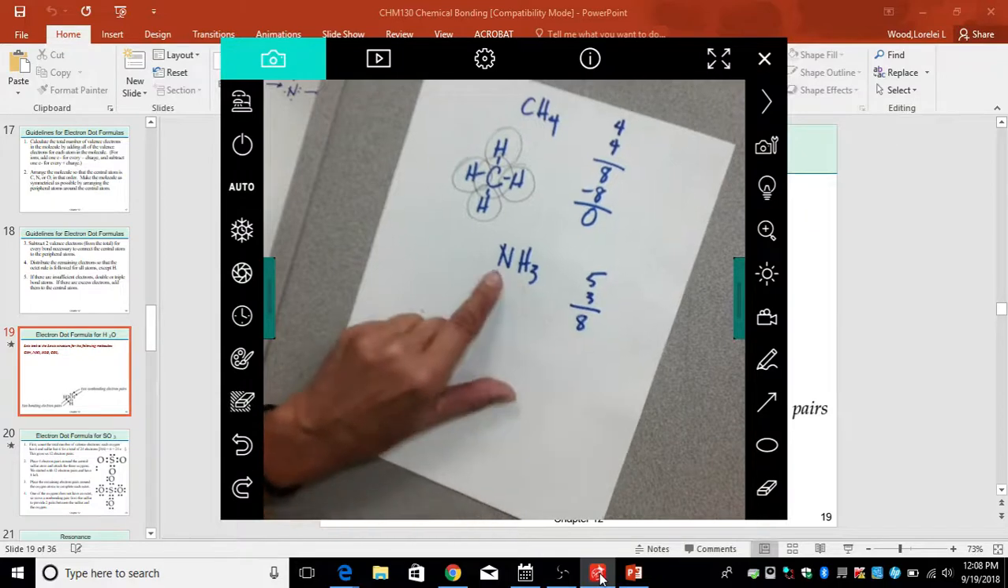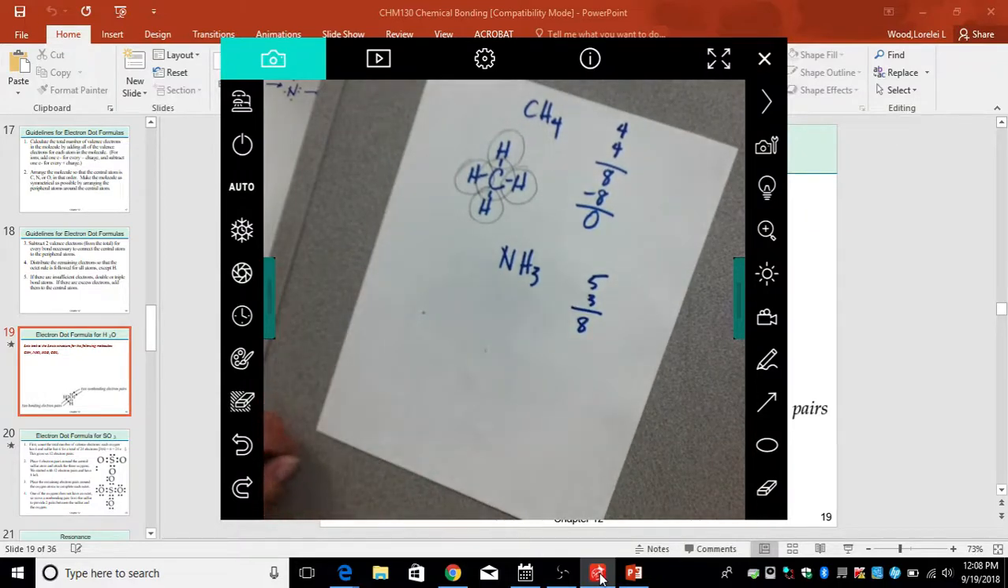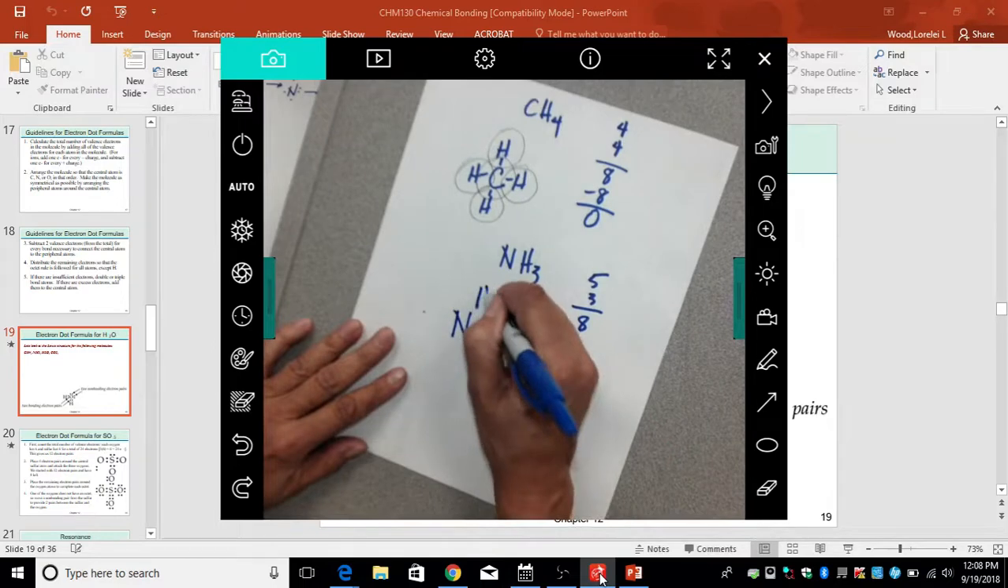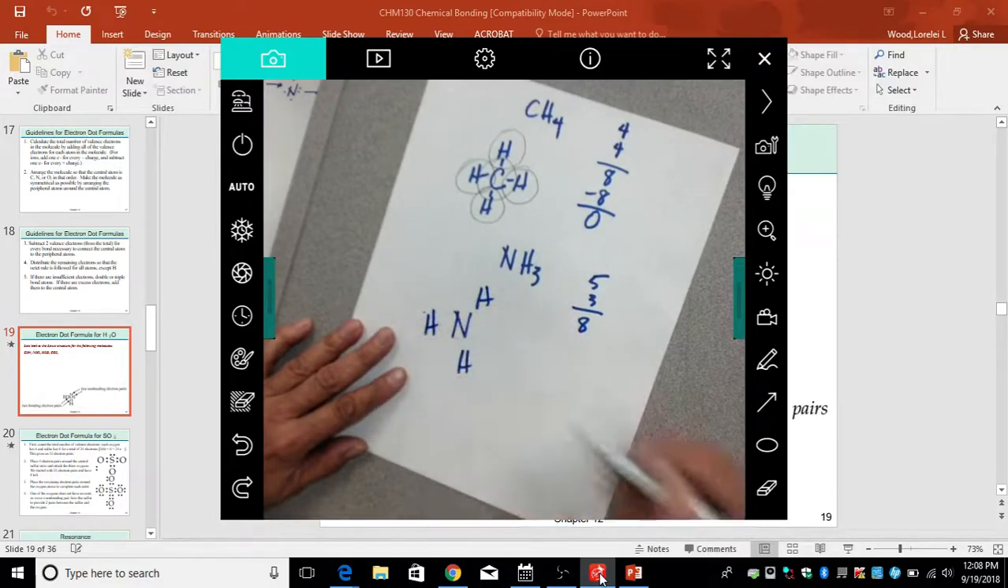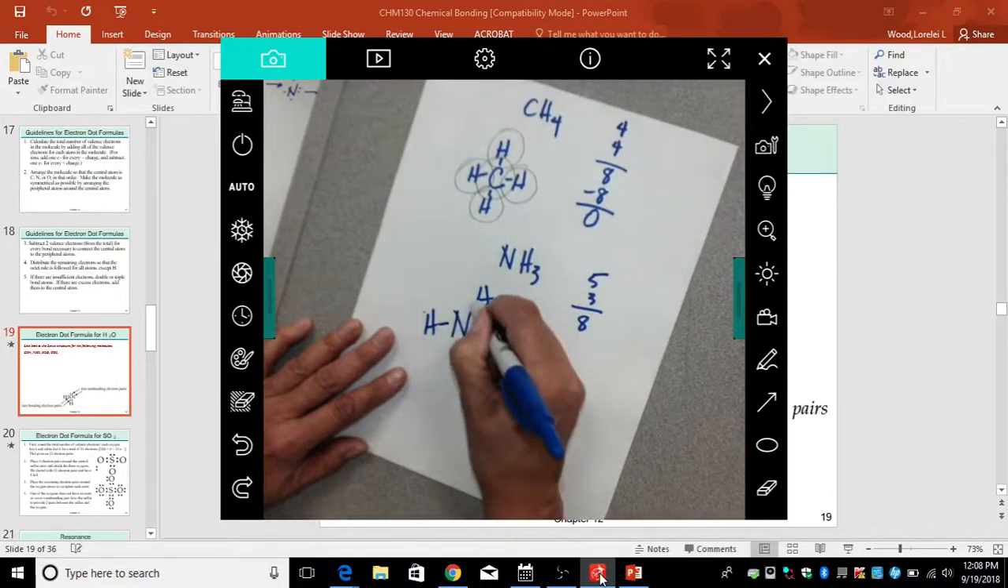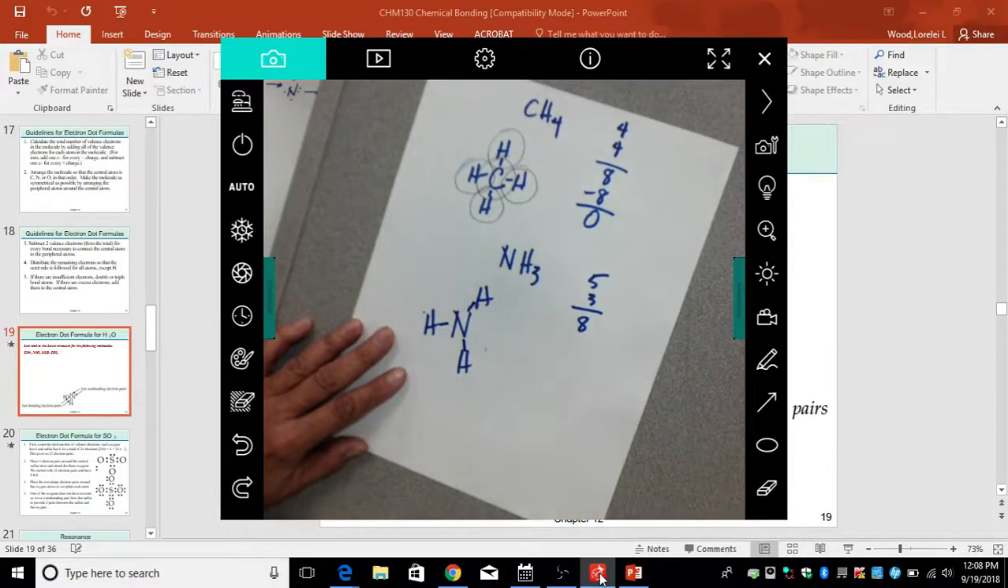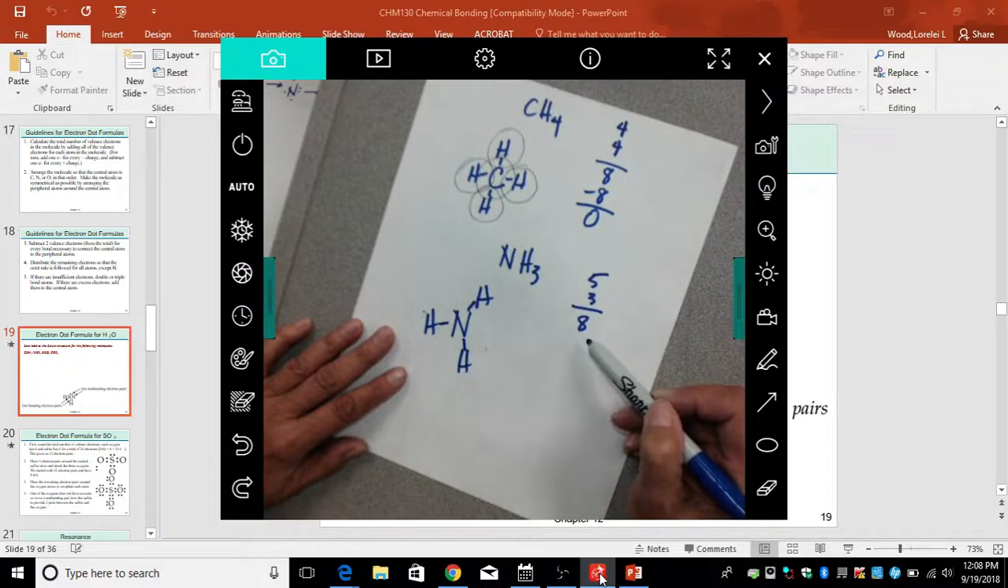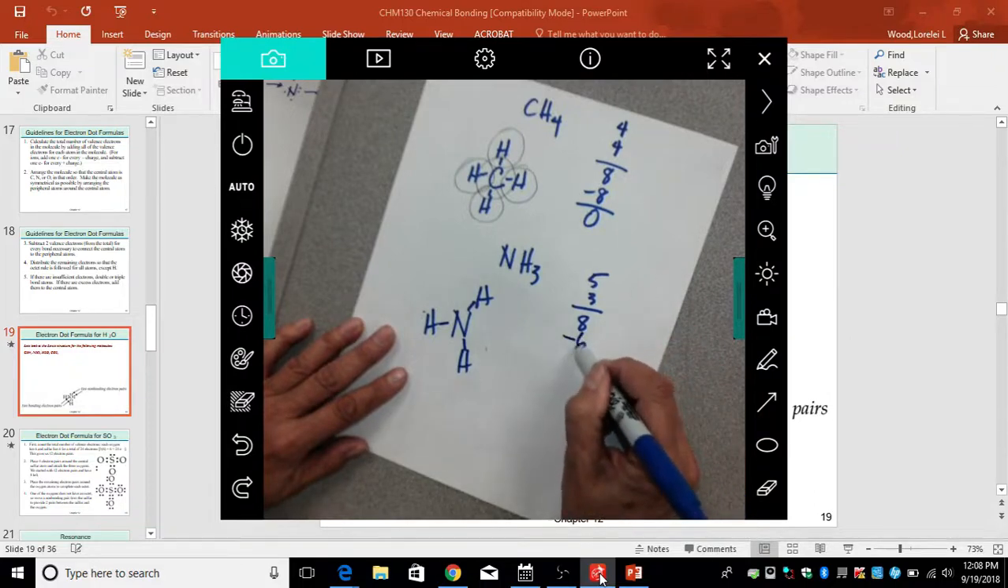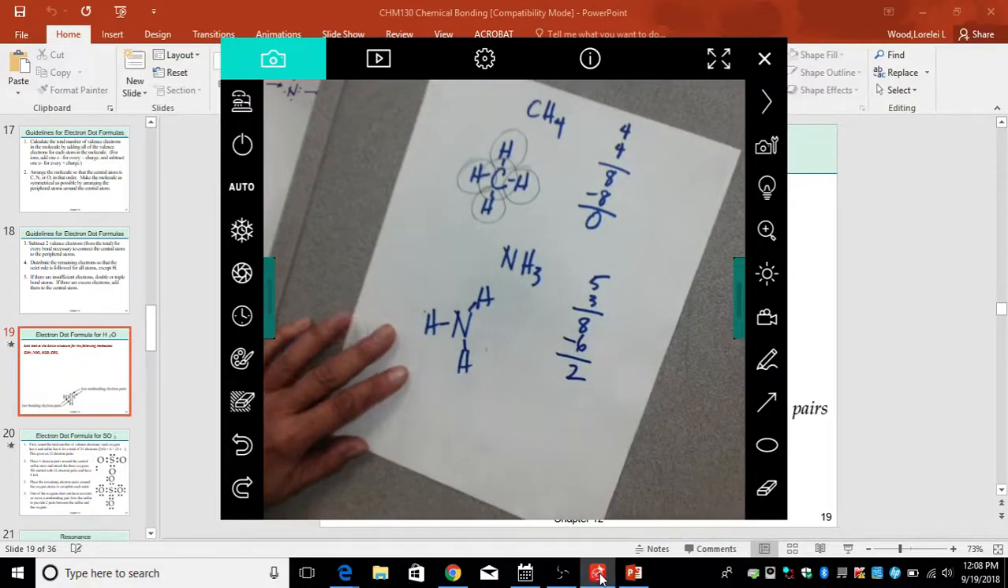So we got 8. Who's going to be the central atom between nitrogen and hydrogen? Nitrogen. Put nitrogen in the middle. We're going to distribute the hydrogens as symmetrically as possible around. I'm going to go 1, 2, 3. How many electrons do I need to subtract now from my 8 to account for the bonds I just made? 6, that means I got 2 left over.